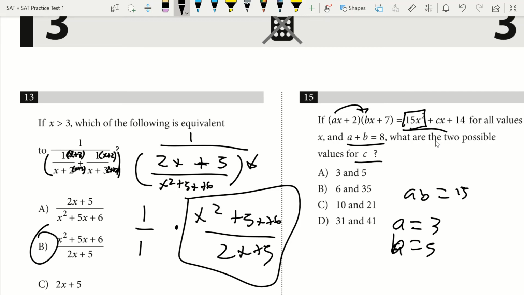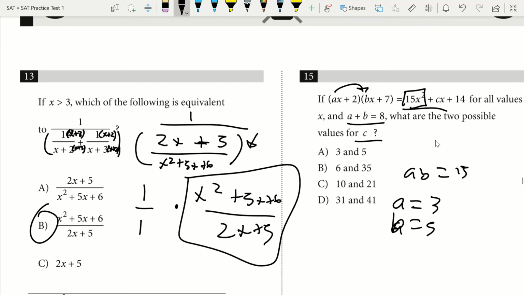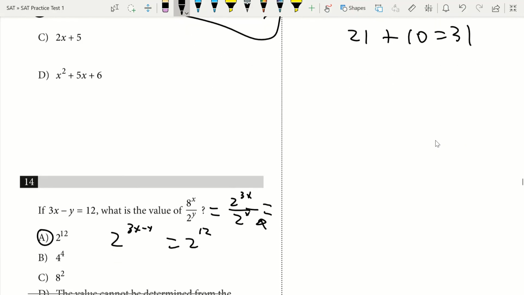All right, so now I'm asked for the values of c. Well, let's just go ahead and substitute in. So we have 3 times that 7. 3x times 7 is going to give me 21x. And then we're going to have that plus our b, 5 times 2, which is 10. And that'll get me 31, which means there's only one answer with 31. And that's going to be D. So D will be my answer there.